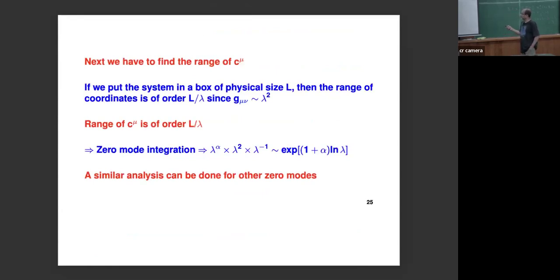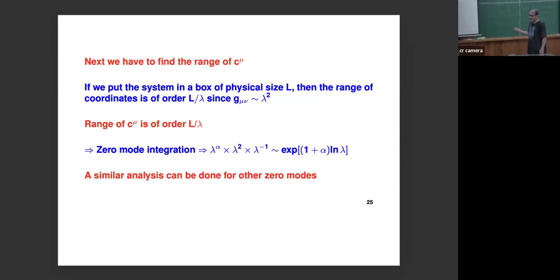The final step is to find the range of c. To do that, we put the black hole in a box of physical size L, which we take to be much larger than the typical size of the black hole horizon. Then the range of the coordinates is of order L over lambda, because g mu nu is lambda squared. If you want the physical size L to be fixed, then the coordinate range should be L over lambda, because you have to multiply by the square root of g xx or whatever. So we are using the same box independent of lambda. The range of c mu is of order L over lambda.